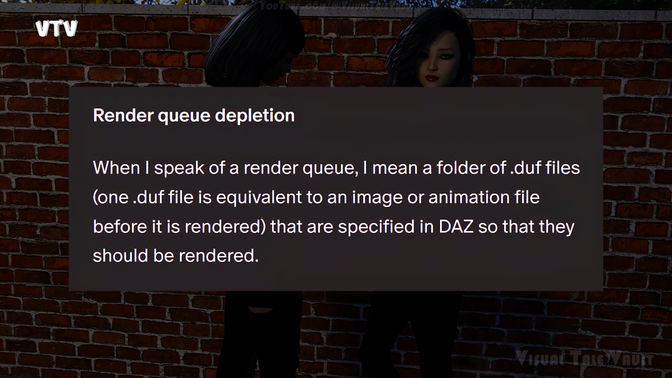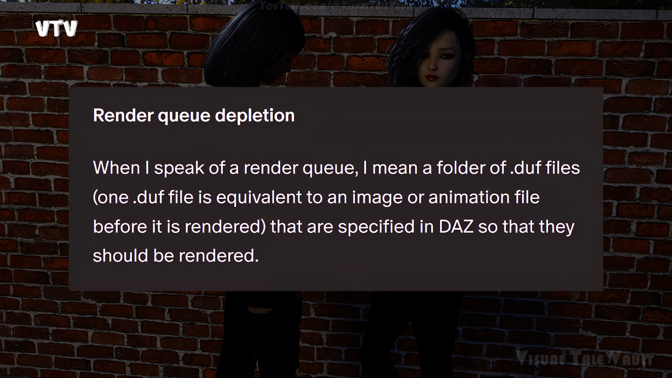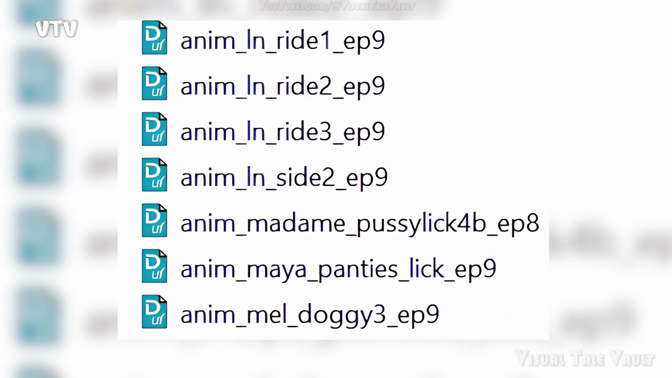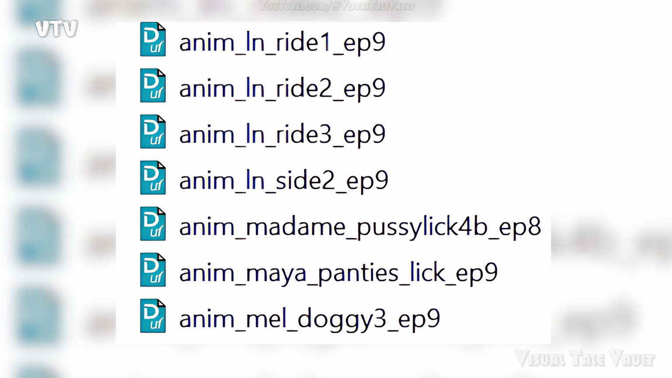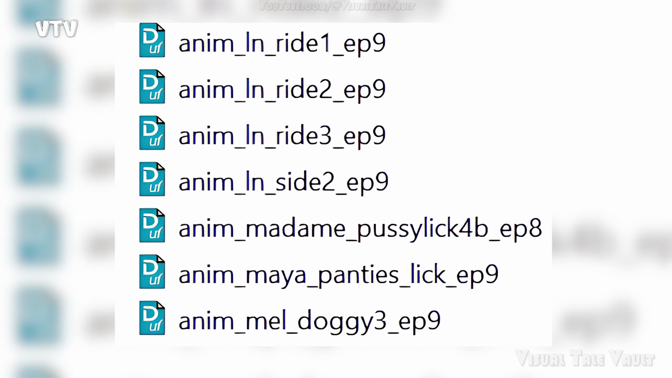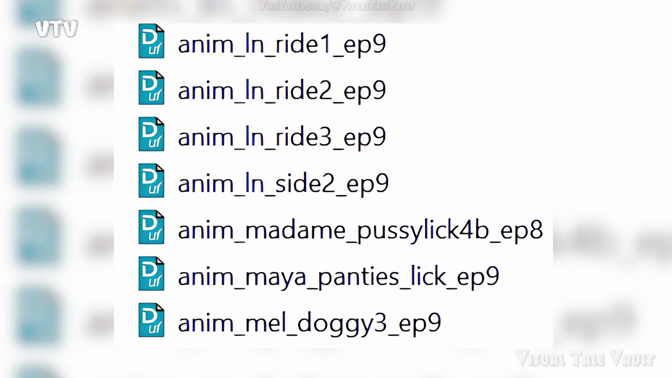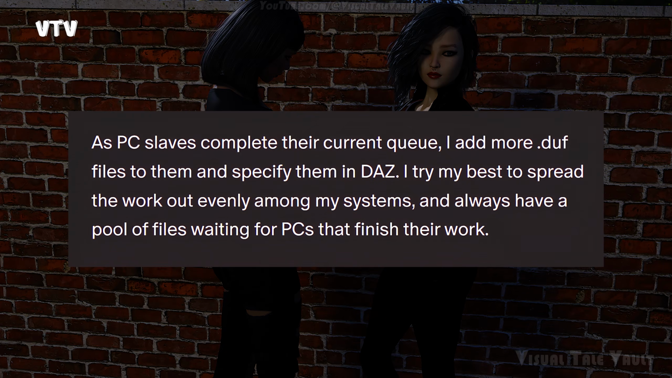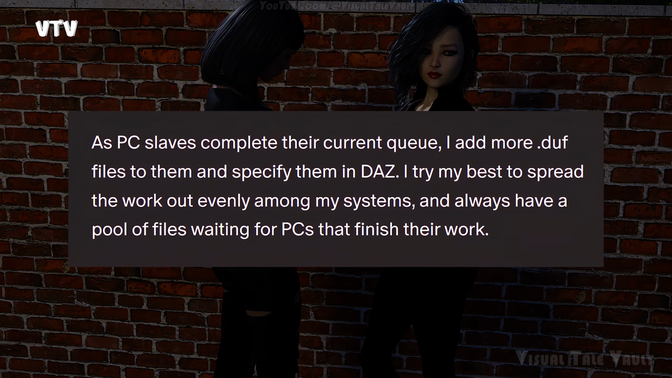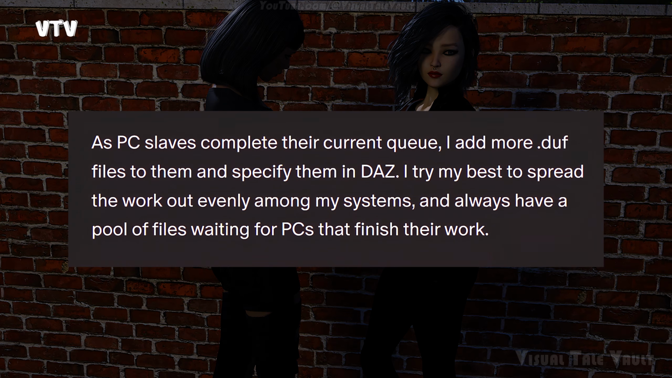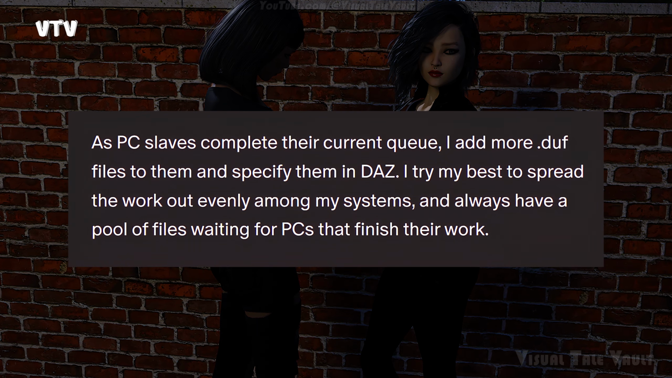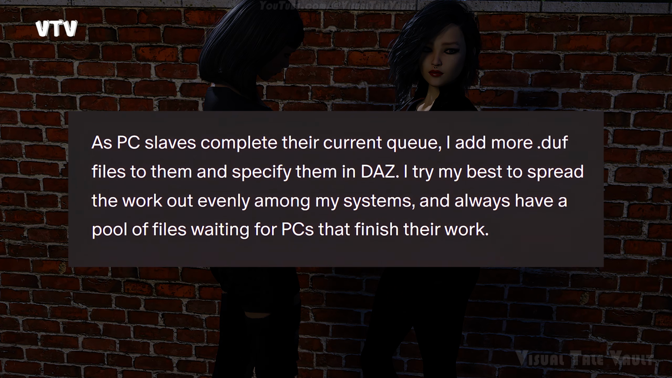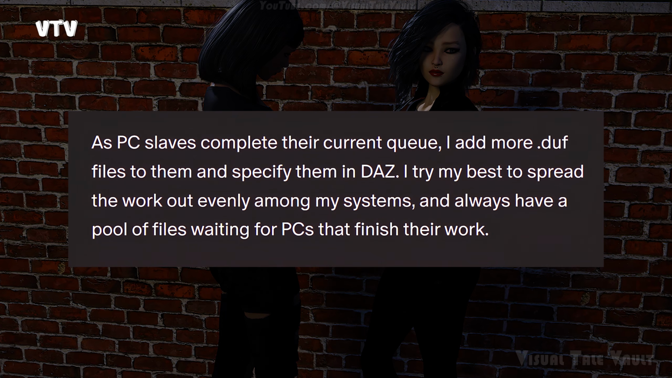Render queue depletion. When I speak of a render queue, I mean a folder of .duf files. One .duf file is equivalent to an image or animation file before it is rendered that are specified in DAZ so that they should be rendered. As PC slaves complete their current queue, I add more .duf files to them and specify them in DAZ. I try my best to spread the work out evenly among my systems and always have a pool of files waiting for PCs that finish their work.